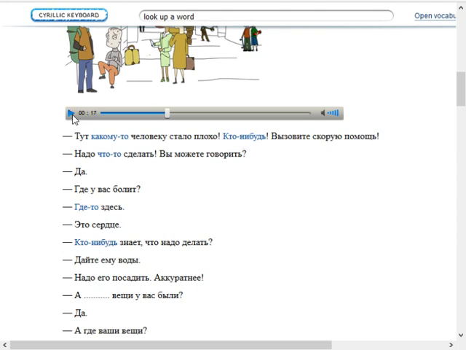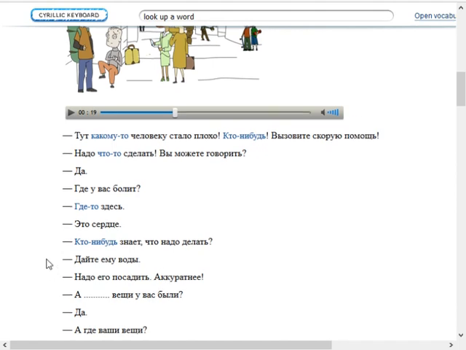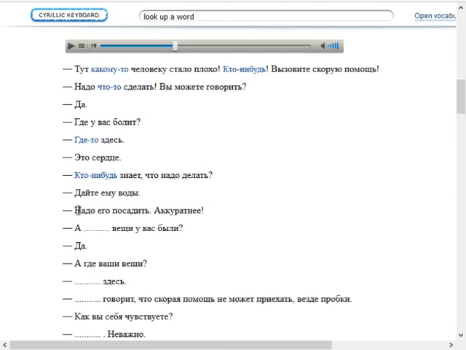Дайте ему воды. Give him water. Надо его посадить, аккуратнее. We need to посадить. I think that means to get him sitting. Аккуратно means, yeah, like accurately, but I think it means like be careful. So I think this person is saying we need to get him to sit up, be careful.